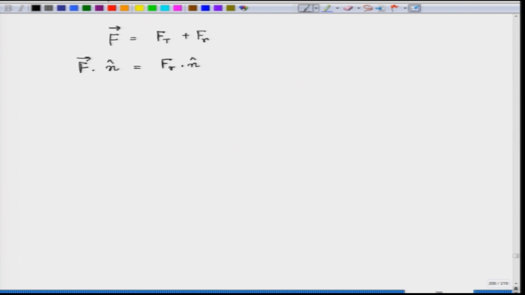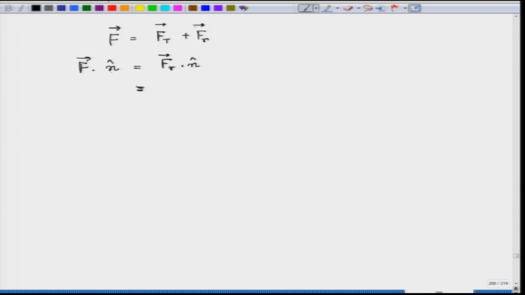Now, what is the n vector by the way? It is decomposed into two parts, so it just becomes fr dot n vector. The n vector does not have any tangential part. So, when we are writing an f dot n, that must have a radial part, because the n vector is along the radius, so it has a radial part.